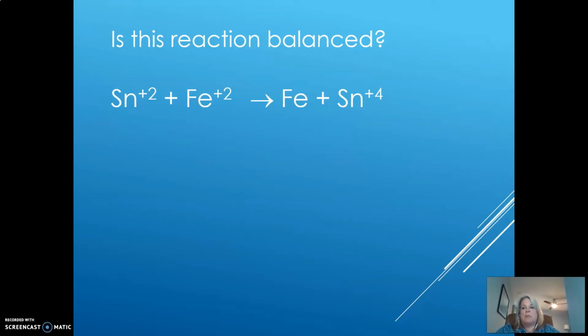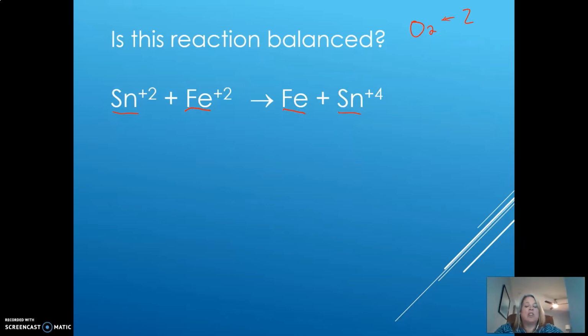Well, first let's look at the number of atoms. So here I just have one tin atom, and over here I have one tin atom. How do I know it's just one? Because there's no subscript. That charge is just simply the charge, not how many there are. So for example, if I had oxygen and I had a subscript of 2, that would mean that I have 2 oxygens. But in these cases, I only have 1, so the atoms are balanced. Here I have 1 iron and I have another 1 iron, so iron's balanced.